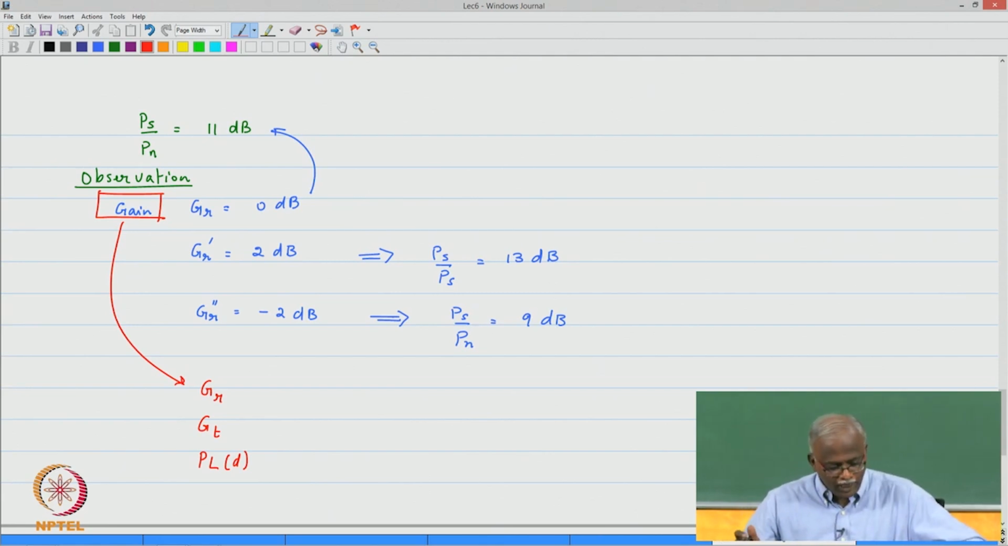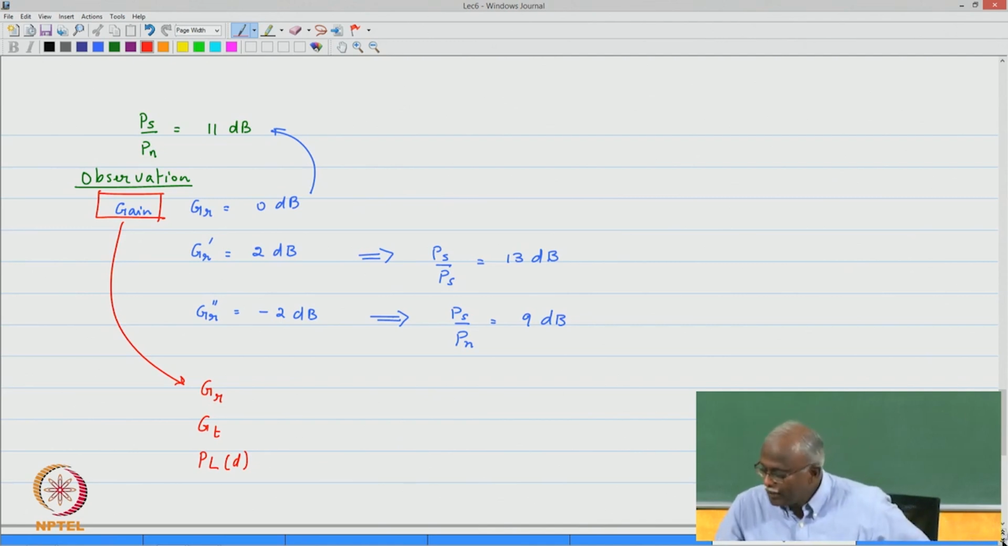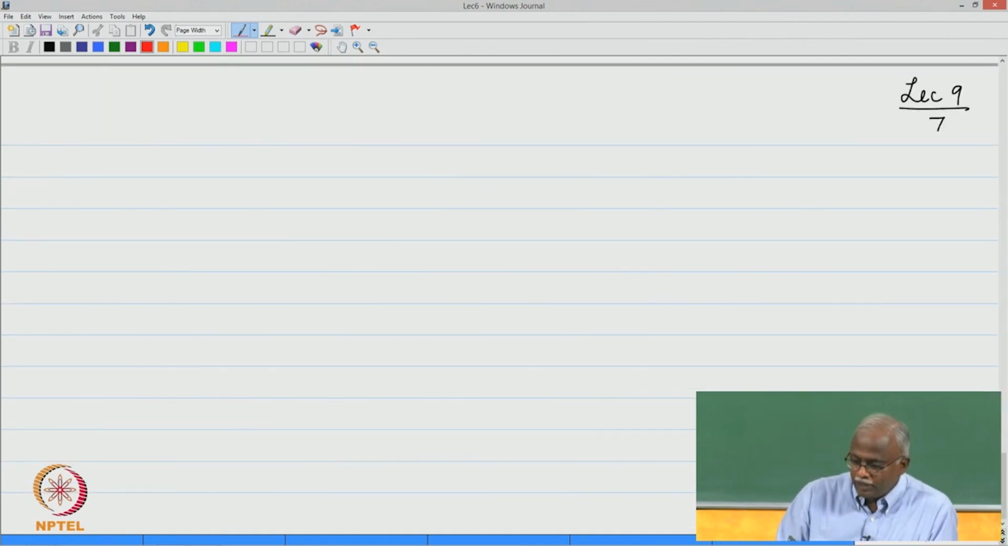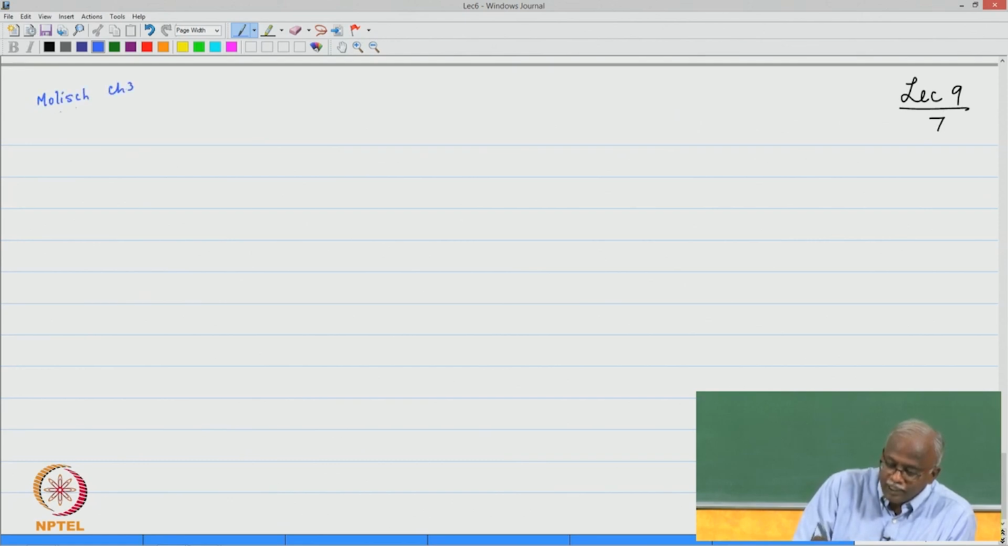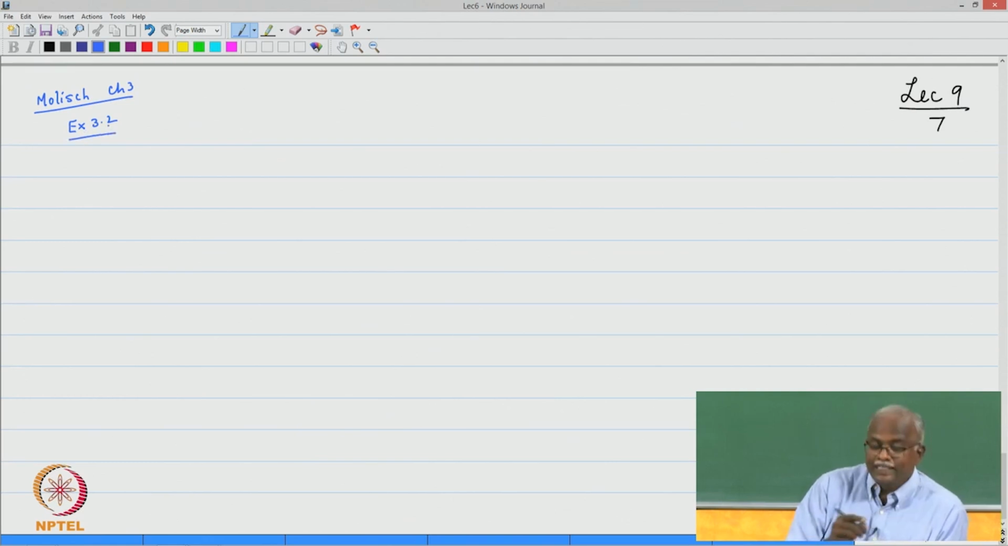Okay. Now to conclude today's lecture, I would like for you to look at the following example, and maybe once you have a chance to read it, we will pick it up from there in the next lecture. So this is also taken from Molisch chapter 3, this is example 3.2, and by the way, the previous example that we had looked at was example 3.1 in Molisch.